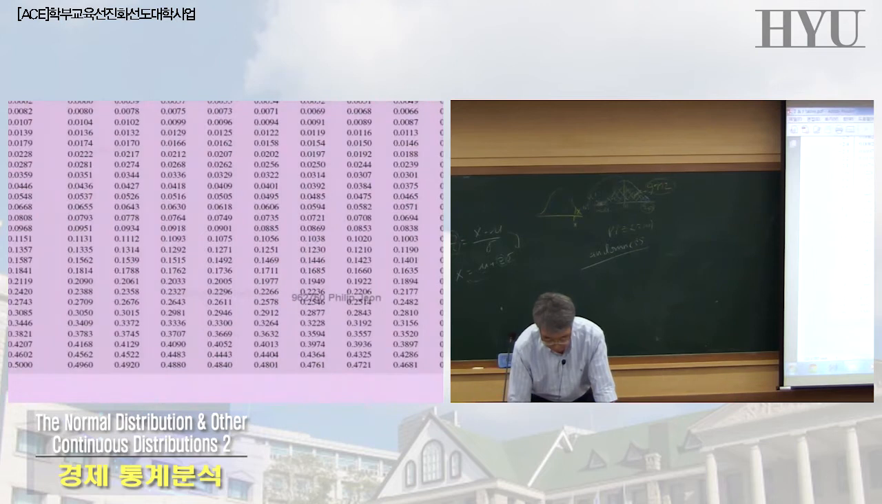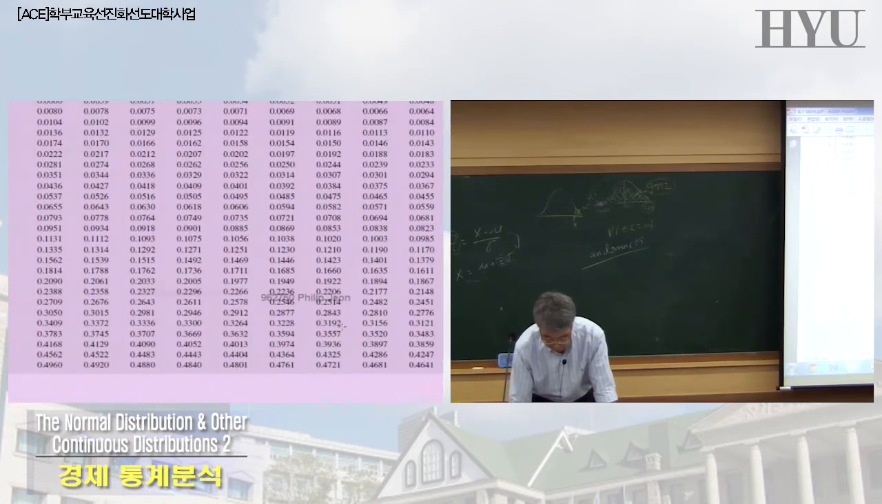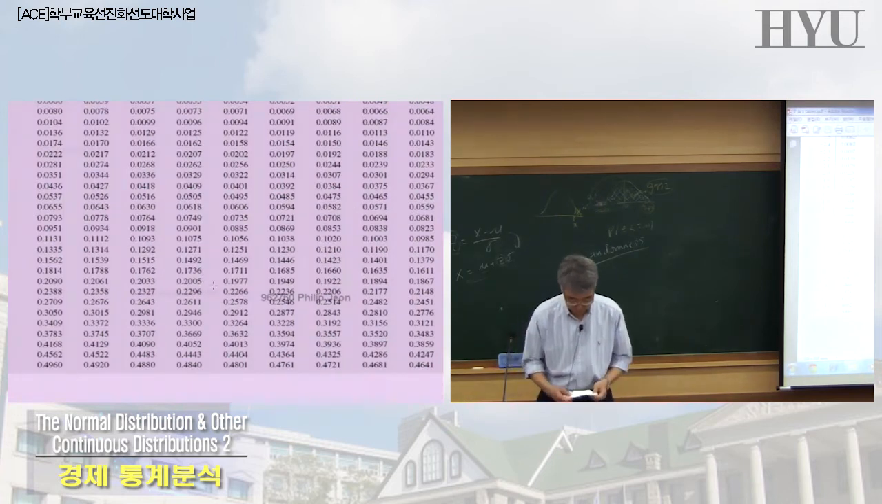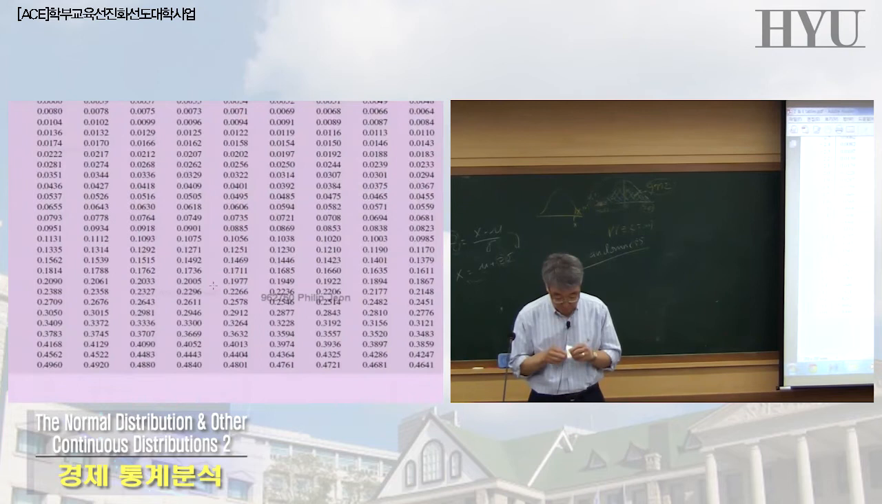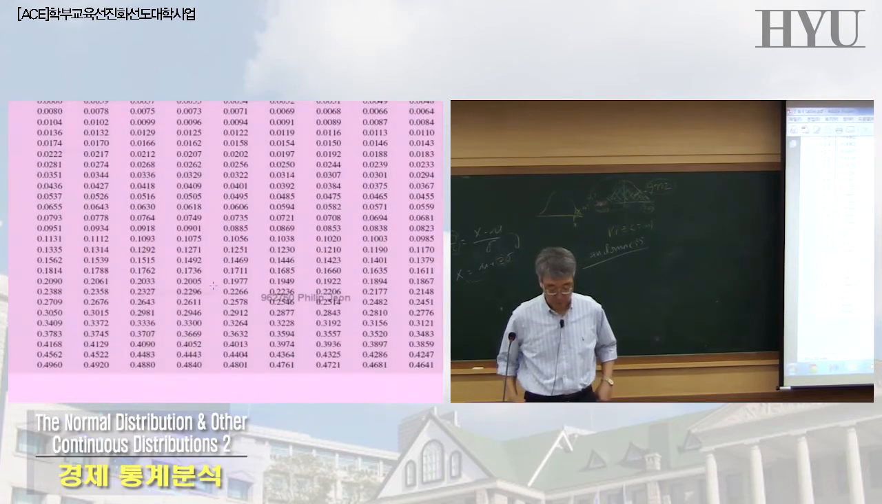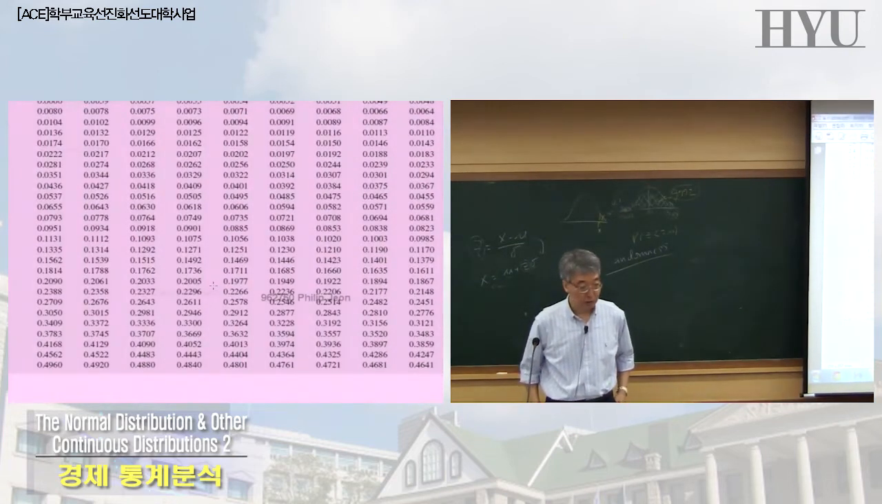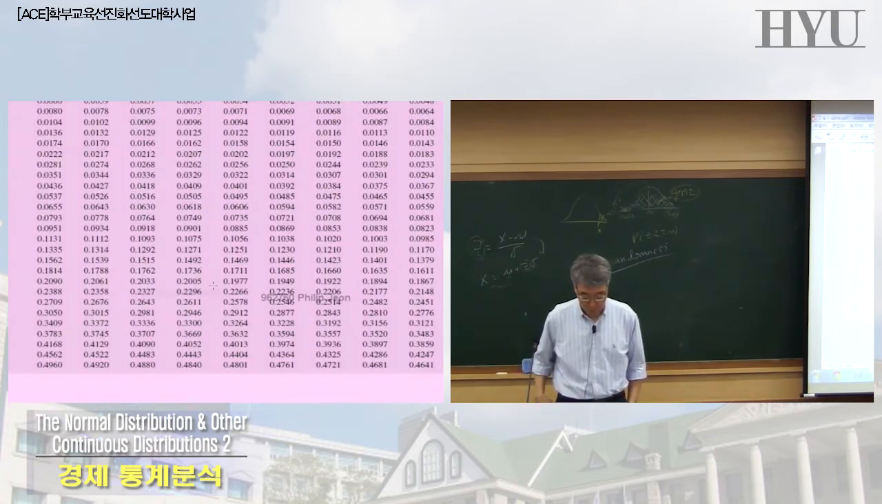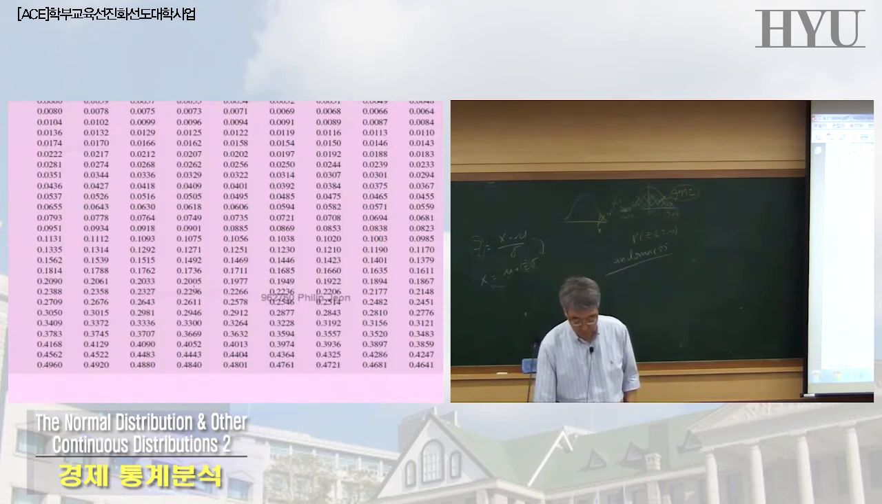And here's 0.2005. Okay. In all likelihood, you're not going to find exactly 0.2000. So you have to choose the closest value, right? Where is the closest value? Here's 0.2005. Here's 0.1977. Which one is closer to 0.2?